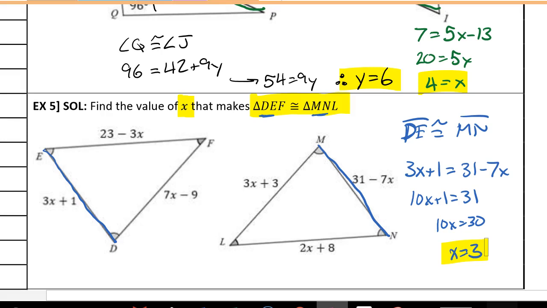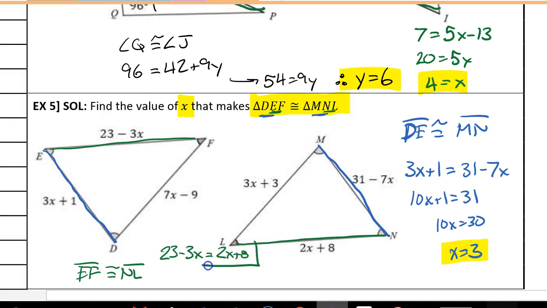Now once again, I could set up a relationship between the other sides. I should still get the same x value. Just to show you, if I set up EF congruent to NL, that is the relationship of 23 minus 3x equals 2x plus 8. That also solves to give us that x is equal to 3.